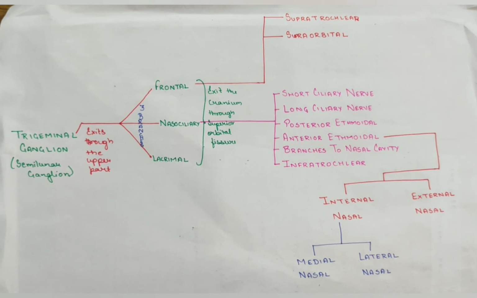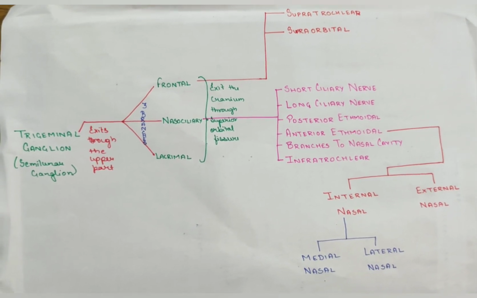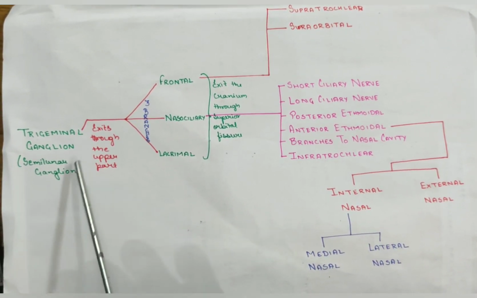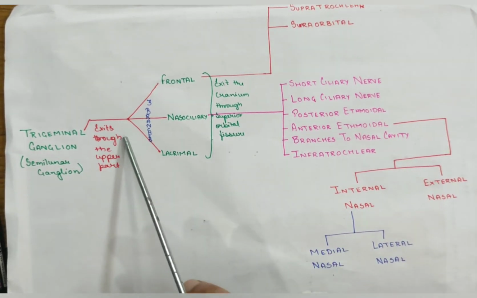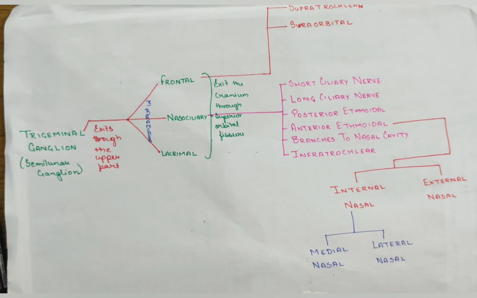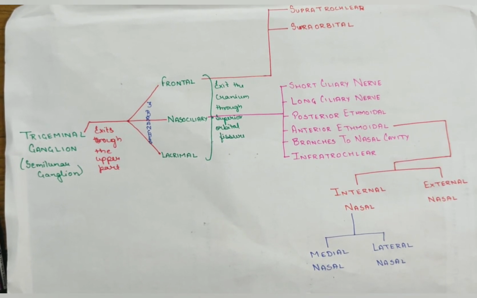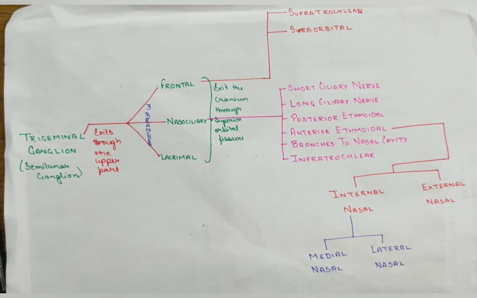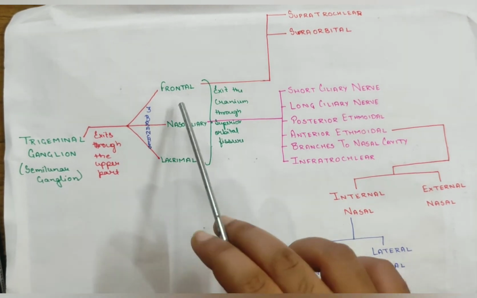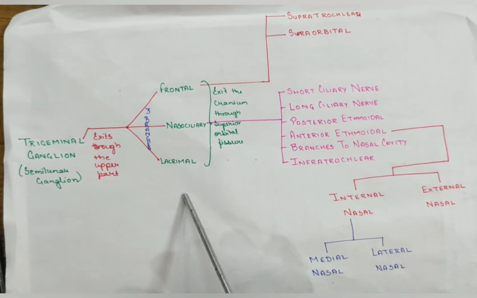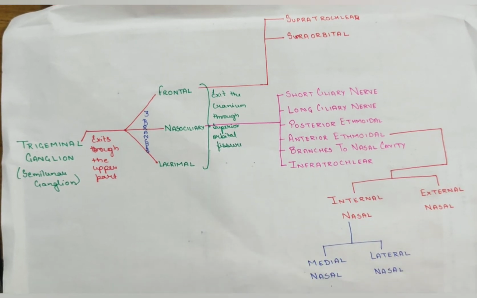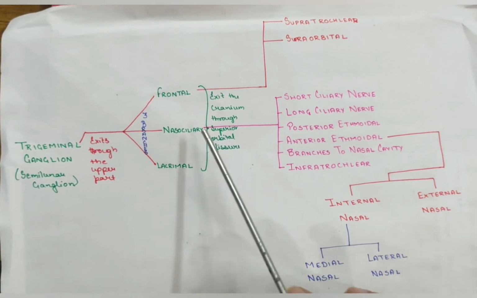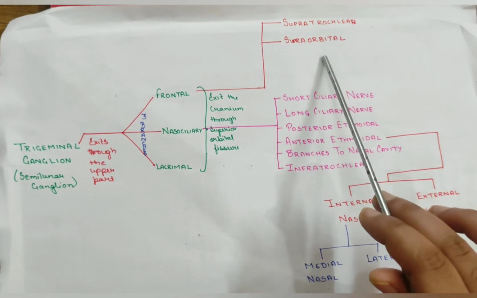Now here's a quick recap of the branches of the ophthalmic nerve. The ophthalmic nerve emerges through the upper part of the trigeminal ganglion, and remember, just after coming out it gives out a tentorial branch, which supplies the dura mater, and then it gives out three branches: the frontal, nasociliary and the lacrimal, and these three branches exit the cranium through the superior orbital fissure, and then the frontal branch divides into supratrochlear and supraorbital.